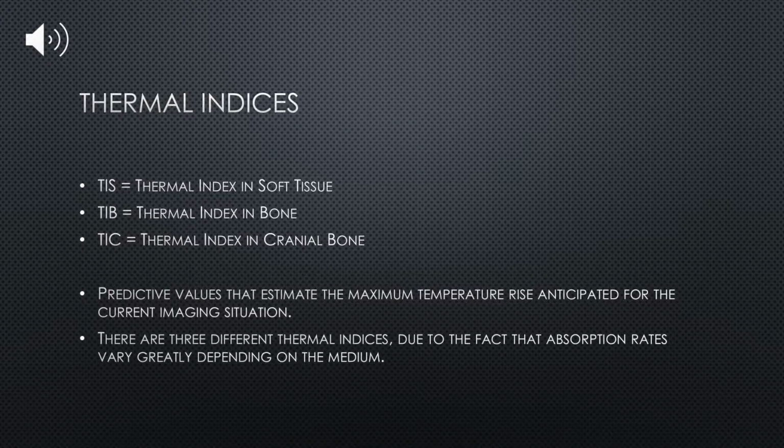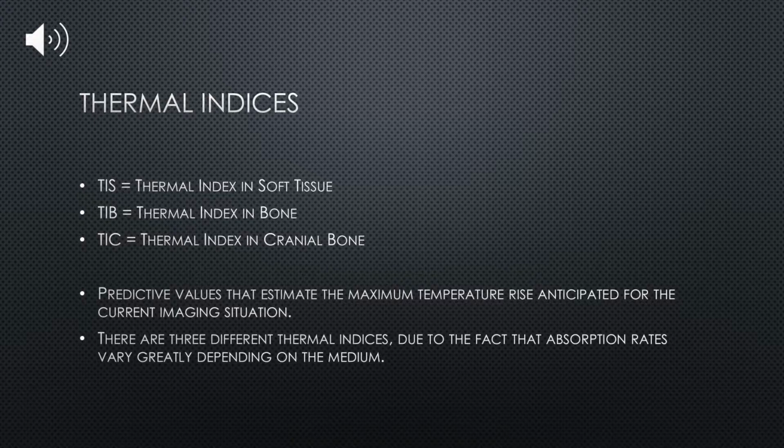So there are 3 different thermal indices that best estimate the risks of developing thermal bioeffects. TIS, which stands for Thermal Index in Soft Tissue, predicts the temperature rise presuming the predominant presence of relatively homogeneous soft tissue. TIB, or Thermal Index in Bone, will predict the value for bone presuming that the surface of bone is near the focus of the beam, as occurs commonly in fetal imaging. And then the third is Thermal Index in Cranial Bone, which will indicate the likely worst-case temperature rise for a bone at the surface, such as the cranial bone when performing transcranial imaging.